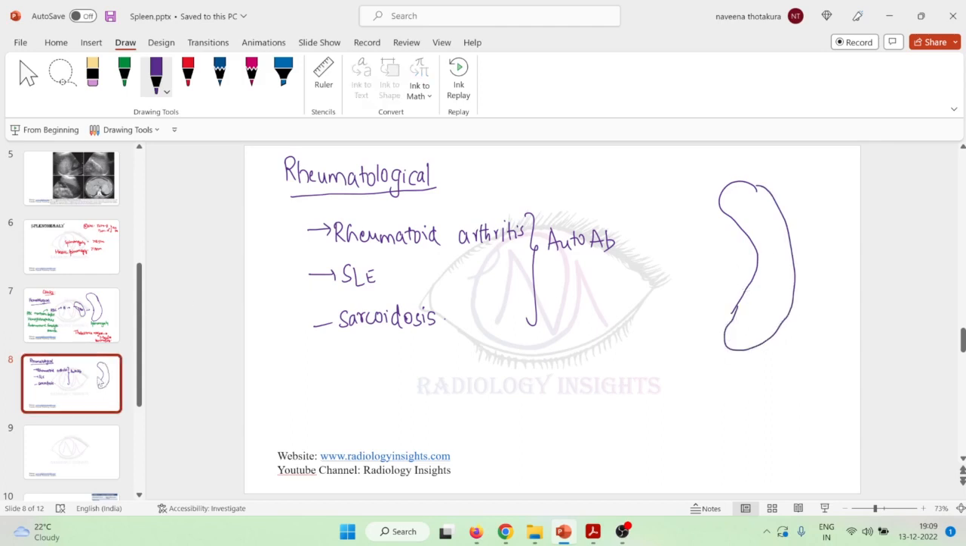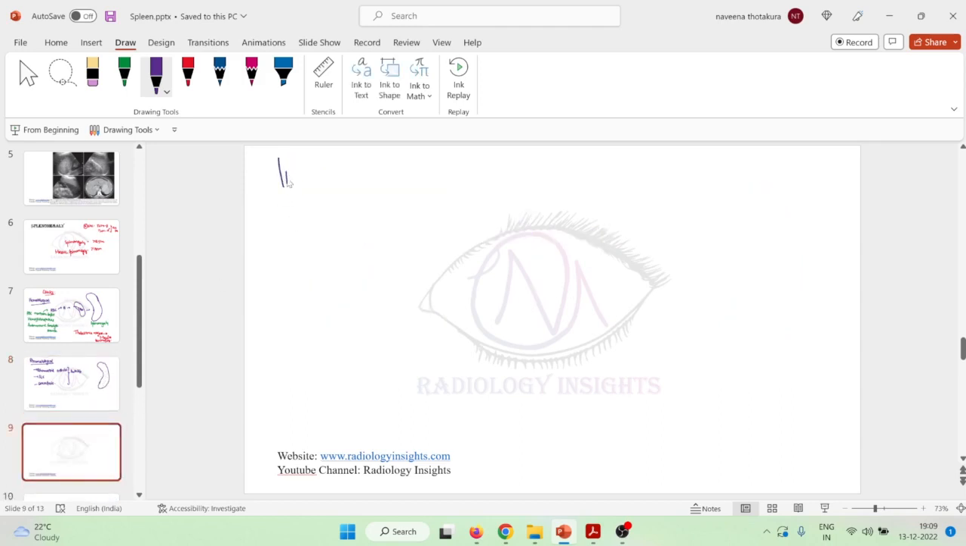Then the next important thing is infections. Infections causing splenomegaly. Whenever there are infections, the infections can be due to viruses or some bacterial infections. There can be viral infections or bacterial infections.